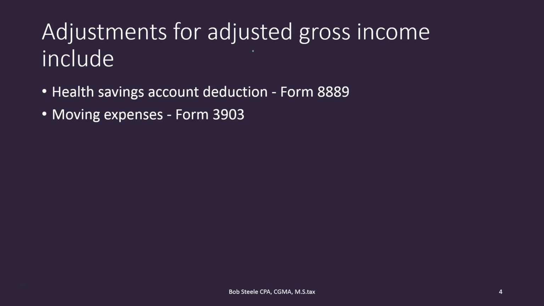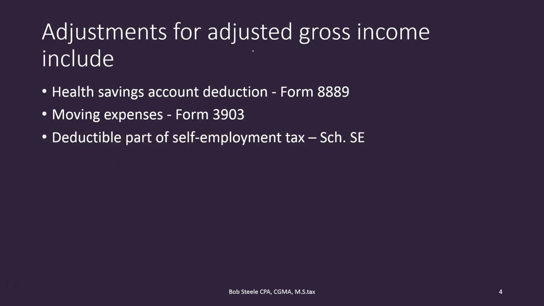So that's form 3903. Deduction for part of self-employment tax. So if we had our personal business, then we have to pay self-employment taxes, similar to us paying payroll taxes now, which includes Social Security and Medicare. And we'll talk about that briefly. One half of that will be deductible, and we'll talk about the reason for that.